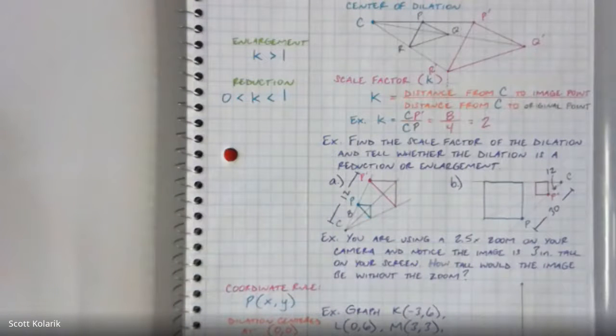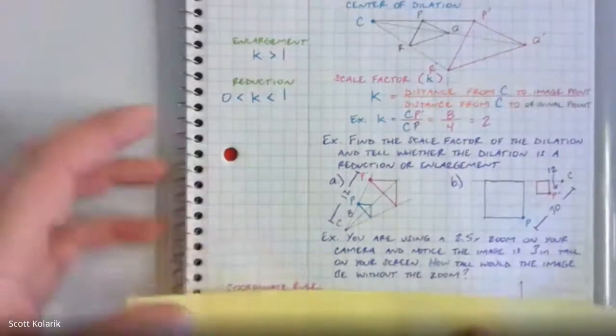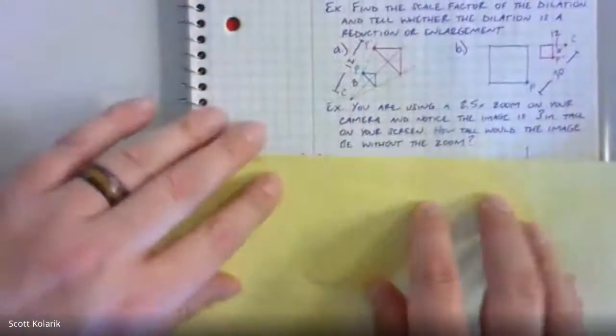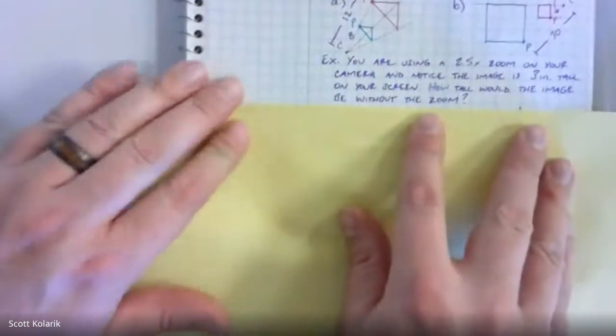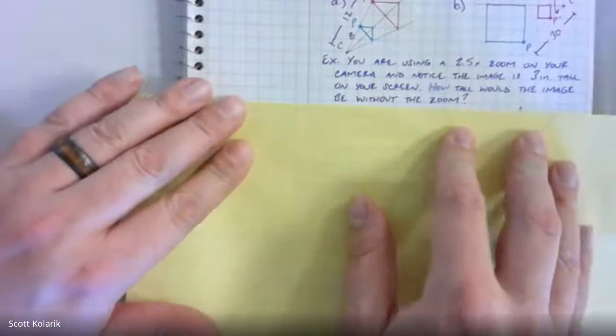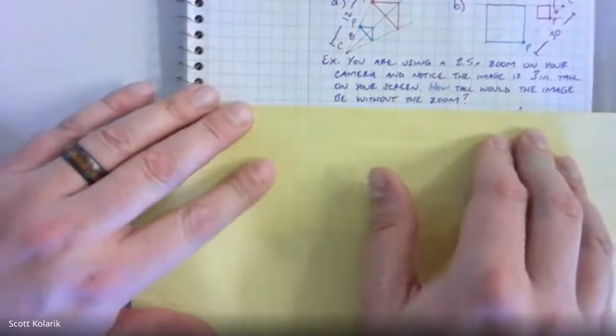In this case, we're measuring distance from center of dilation to the points, but some other measurement of that image versus the original can also work. All right, let's move on. So next up, we have this example. This is going to end up being kind of like the flip side of the same coin. We're going to use the same exact equation. We're just going to be given different information.